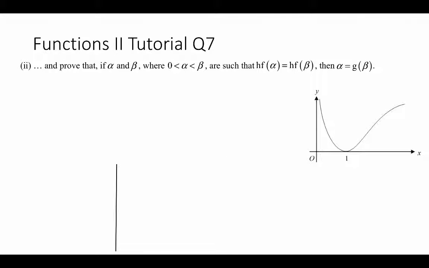Next part, we need to show that if alpha and beta, where alpha is in between 0 and beta, are such that hf(alpha) equals hf(beta), then alpha equals g(beta). This looks like a complicated question at first glance, but if we unpack the information given in the question, we can realize that what we need to do is pretty simple. So what is the information in the question?